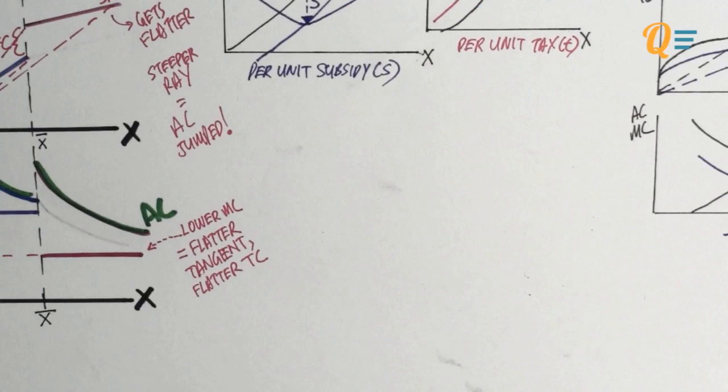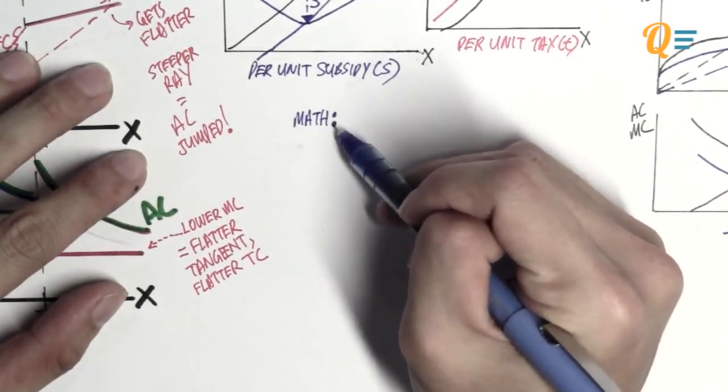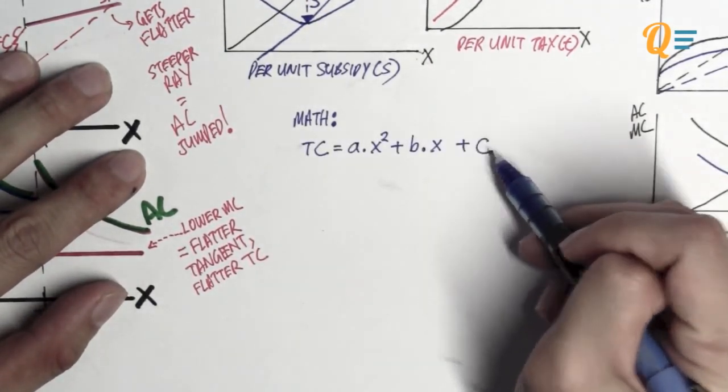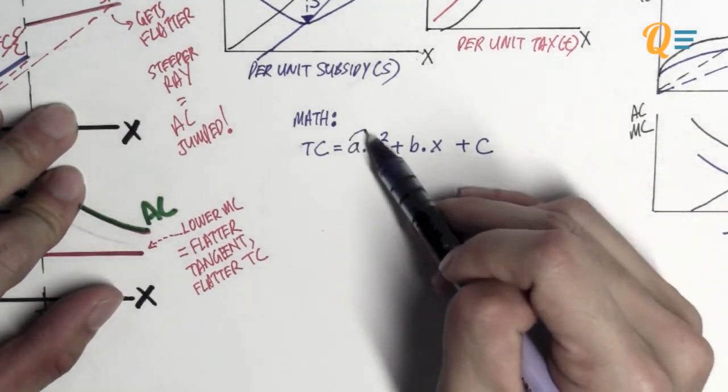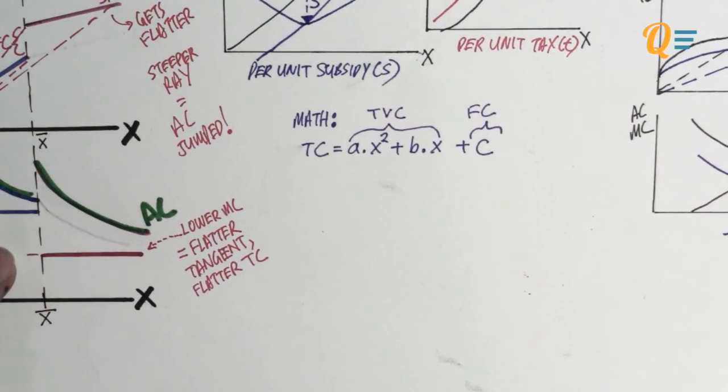Now, let me provide you with a mathematical approach on why it is a vertical shift. It is meant to further convince you. You don't have to produce this in an exam. Just make sure that you show the gap between the new AC and the old AC that takes the value of either the subsidy or the tax. So here's the math. Imagine that the total cost takes a function of ax squared plus bx plus c. So this is the total variable cost, and c is your fixed cost.